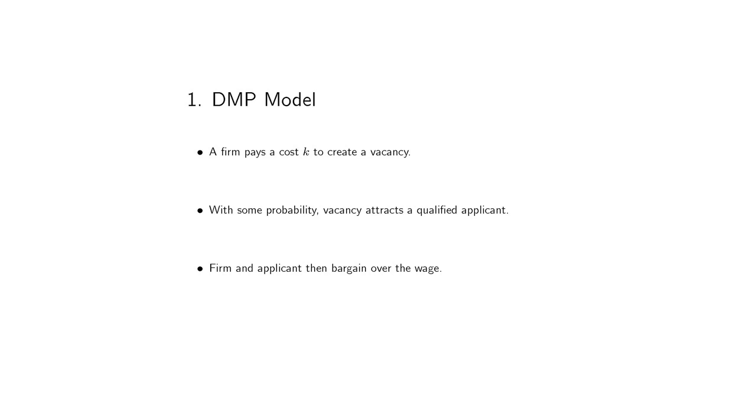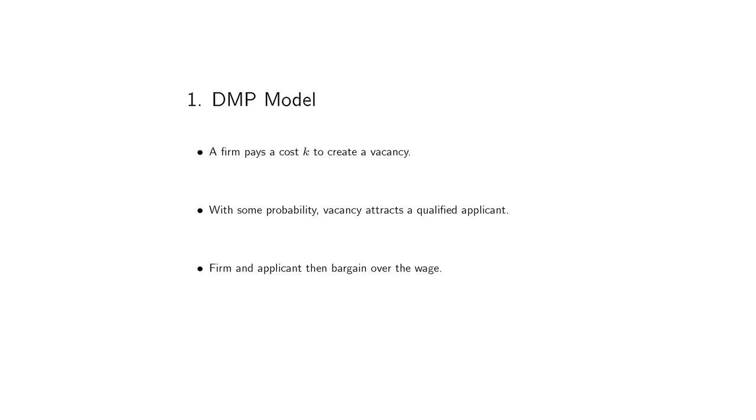So here's how the Diamond-Mortensen-Pissarides model works. The main decision maker in the model is a firm. And the firm makes a decision about whether to pay a cost, K, to create a job opening, to create a vacancy. What is this cost supposed to be? It's the cost of thinking about what this worker is going to be doing for the firm, formulating the tasks, formulating the committee to think about who that worker is going to be, et cetera, et cetera.